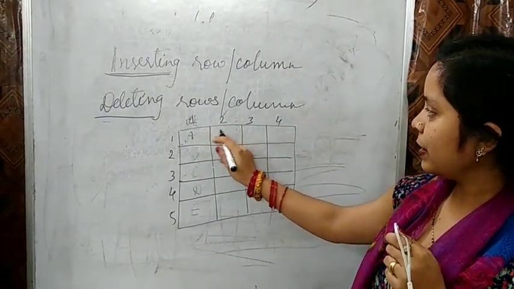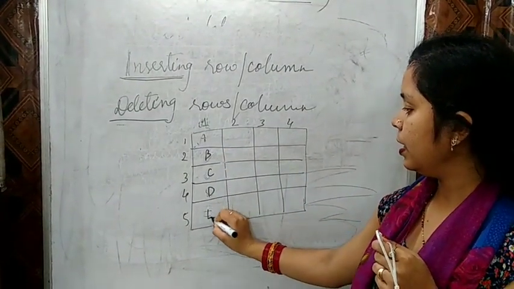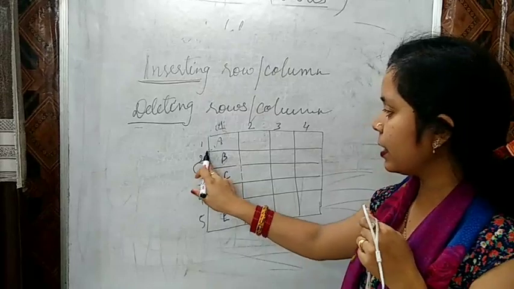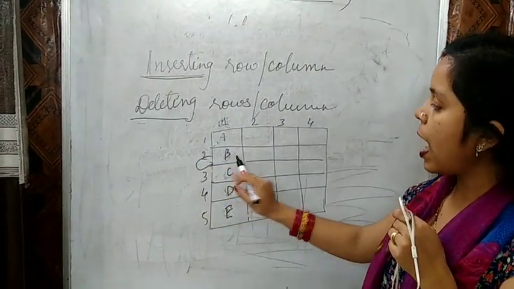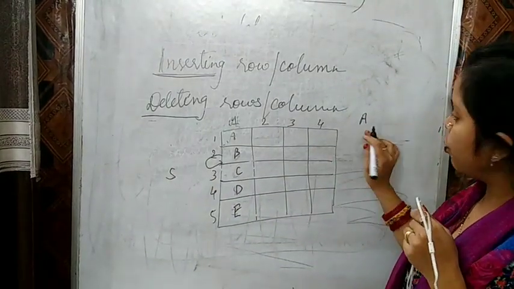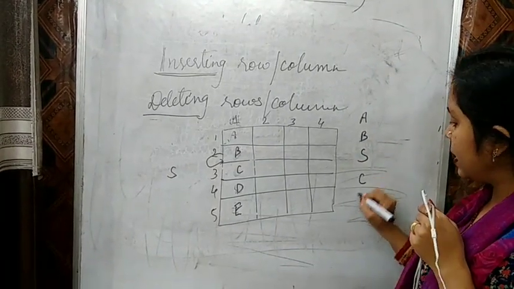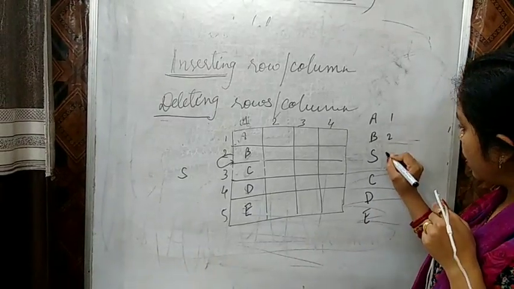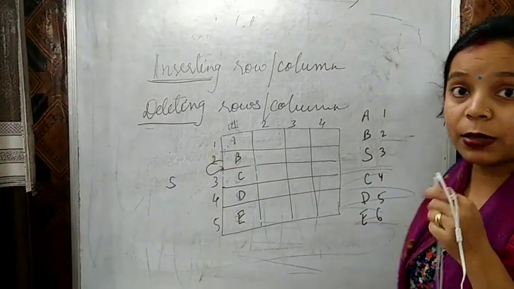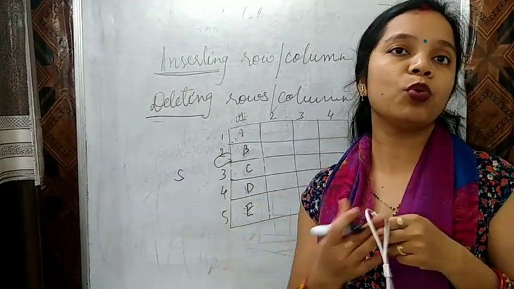Now this is a table. It has 4 columns and 5 rows. Here I have written A, B, C, D, E. Now I want one more row after the second row, and in that I want to write the alphabet S. Means I want like this: first row A, second row B, then I want to write S, then C, then D, then E. Means I want 6 rows here. I have inserted a 5 row table, and I want to increase one more row in my table.